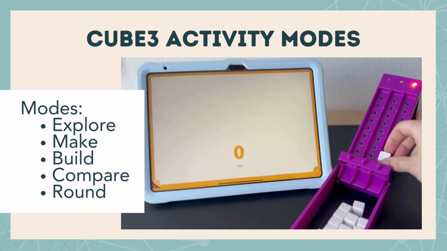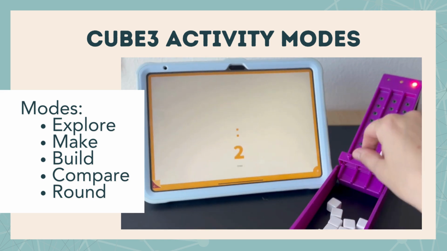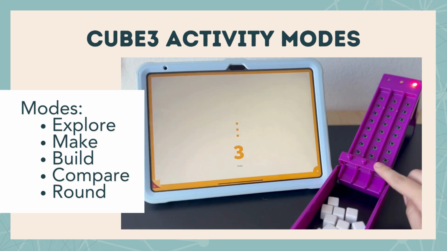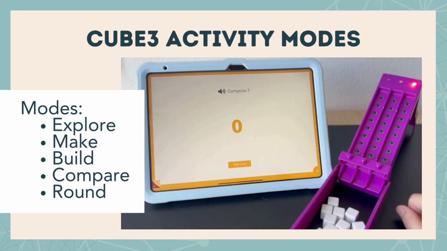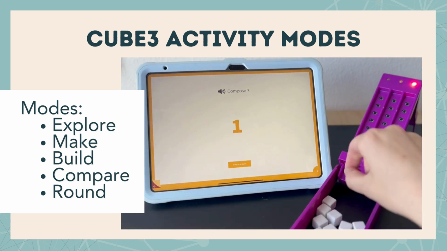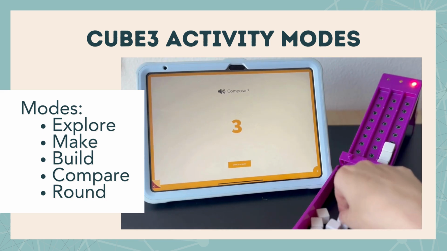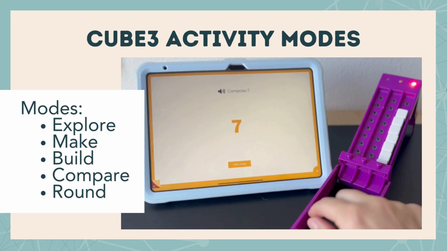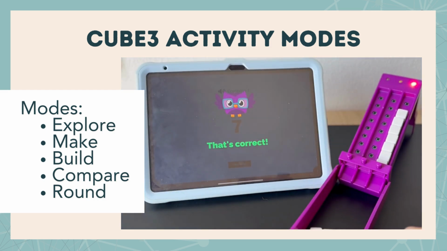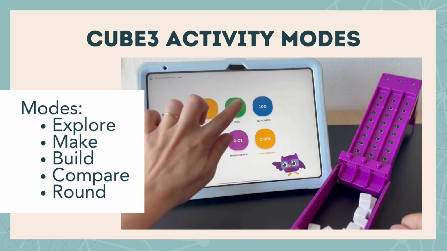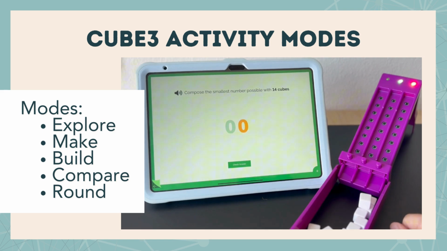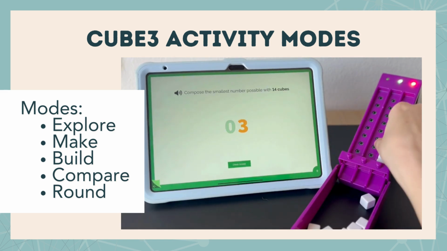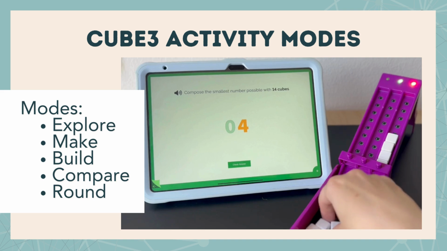The ones mode allows students to explore building numbers in the ones column. Explore mode generates problems that students try to create using the sensor-enabled tower. Make mode generates a target number which students try to create by placing cubes on the tracks.